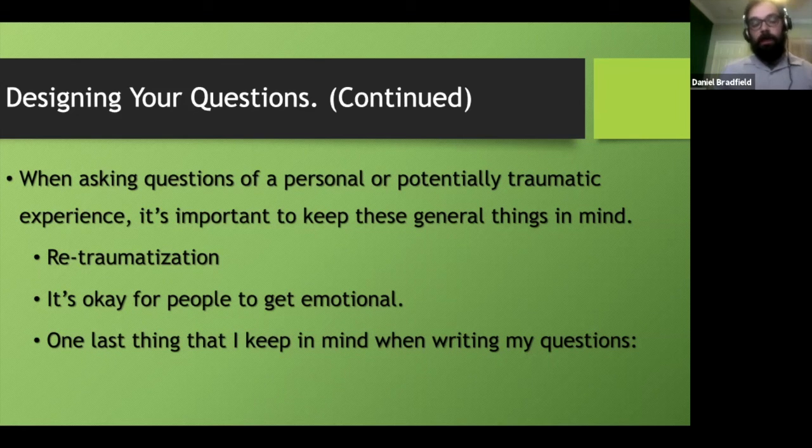Also, it's okay for people to get emotional. You should let them process it, get through it. If there's been more than a couple minutes of them crying and it's hard for them to talk, then maybe it's a good time for a break. You can pause the recording. You can give them a couple minutes to just collect themselves, or maybe it's a good time to stop for the day.